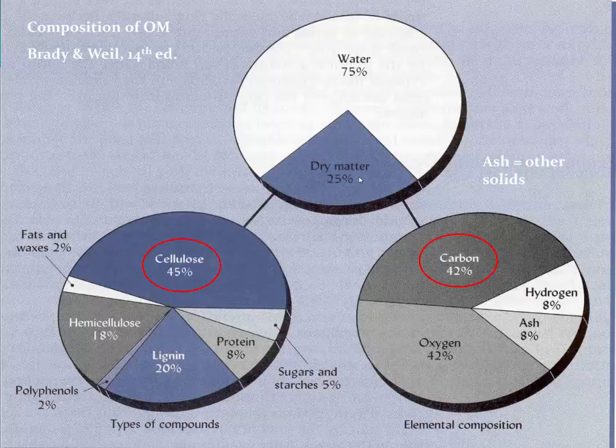If we look at the material on an elemental basis in the lower right hand pie chart, we see that carbon makes up about 42%, and ash, which are other constituents such as phosphorus, potassium, nitrogen, and other elements, makes up about 8%. So about half of the dry matter is made up of nutrients. The other half is made up of oxygen and hydrogen.